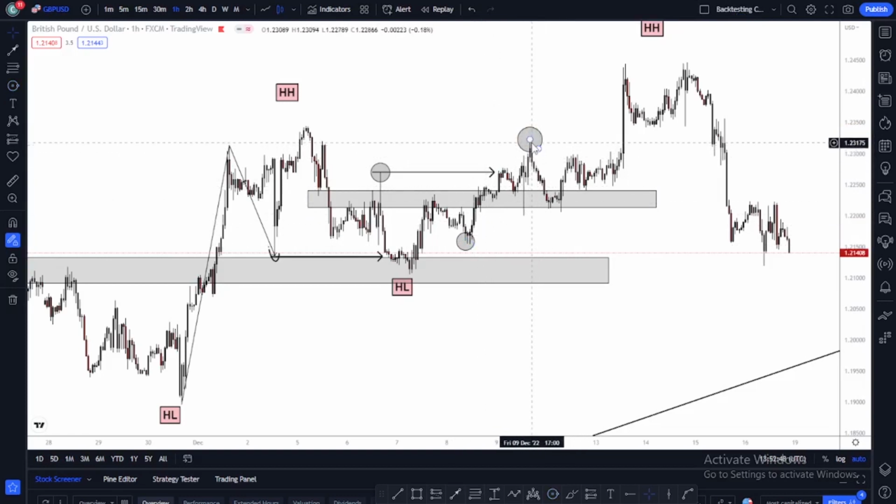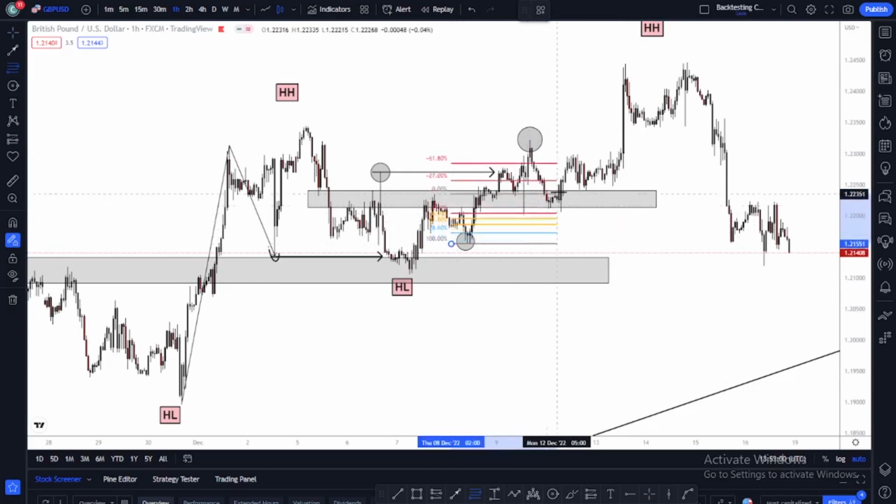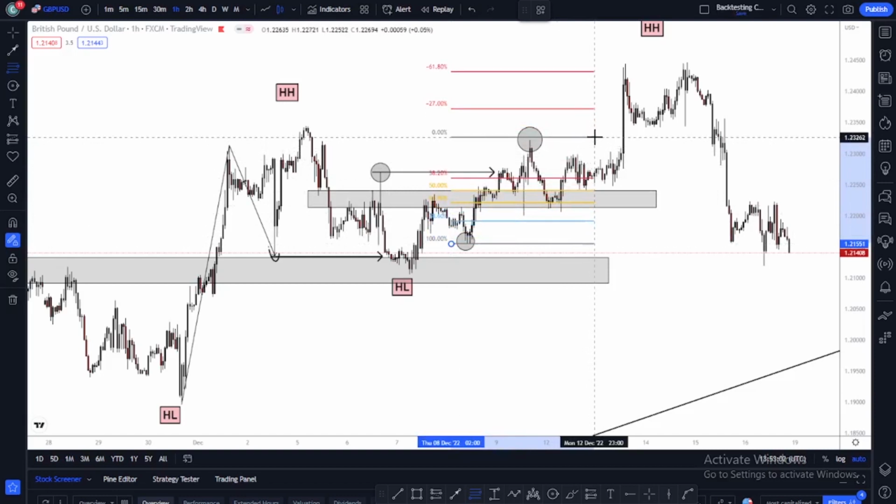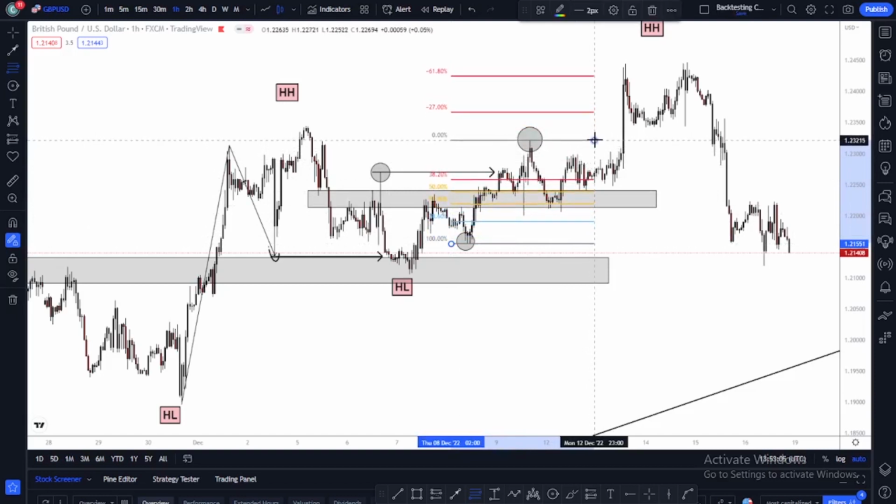So after price created this higher high, what did I do? I took my Fibonacci tool and drew from point A, dragged to point B. And what did I do next? I waited for price to come back to retest the resistance, which was also in confluence with our golden zone, which is the 50 and the 61.8% Fibonacci level.